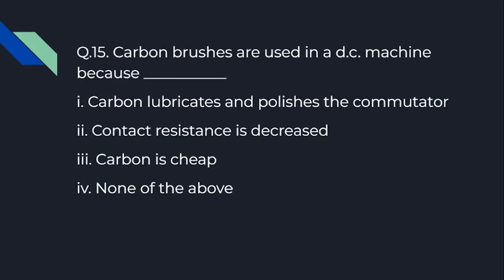Carbon brushes are used in a DC machine because dash. See, carbon brushes are used so that commutation will be a smooth process. You will not have much sparking in the commutation process. It means the carbon lubricates and polishes the commutator. That will be the best option for this, so the first option is the right answer. And here the contact resistance will increase. When carbon is used, it has very high resistance. That is one point you should understand here, so that it can be used for the best commutation process. We will discuss this in further questions also. For this question, option 1 will be the answer.